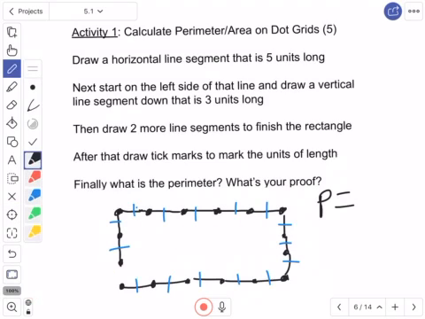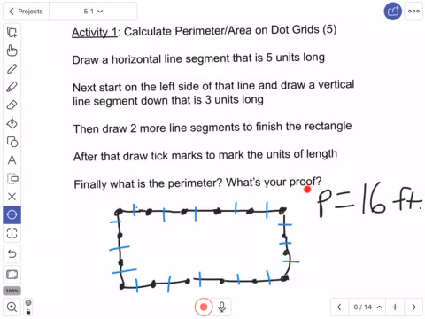So I need to make sure I count every piece. So it's not really 15. My perimeter is actually 16, and let's say 16 feet. What's my proof? Well, right there. I can go back and I can count and prove just by using my picture. So if you want to do something like that, please, I'd love to see anything you do on Explain Everything or Notability or Seesaw.